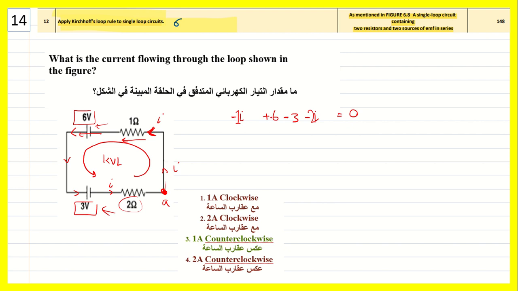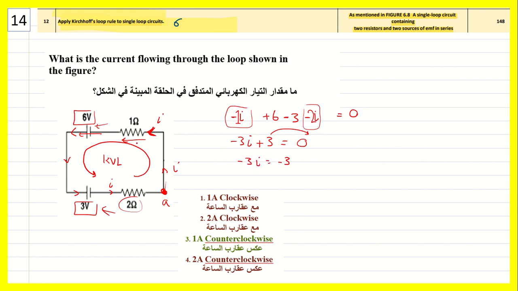So minus 1I plus 6 minus 3 minus 2I gives you 0. Minus 1 minus 2, that's a minus 3I. 6 minus 3, that's plus 3, equals 0. Throw this on the other side, becomes negative.